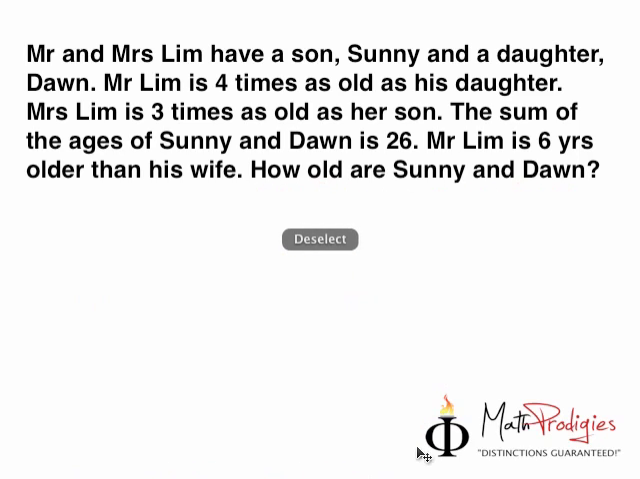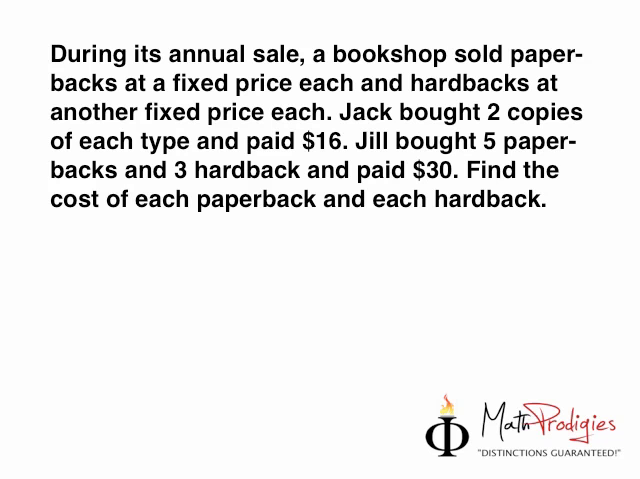Good job. Okay, so with that, the question for the day is: during its annual sale, a bookshop sold paperbacks at a fixed price each and hardbacks at another price. Very easy. You already got your equation there. Jack bought 2 copies of each type and paid $16. Jill bought 5 paperbacks and 3 hardbacks and paid $30. Find the cost of each paperback and each hardback.